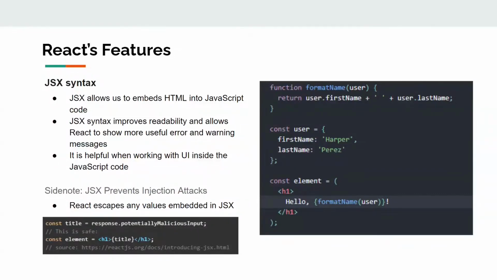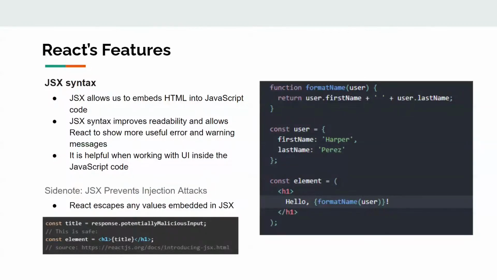Finally, JSX also prevents injection attacks. In the example below, it's safe to embed user input in JSX. By default, React DOM escapes any values embedded in JSX before re-rendering them. It ensures that you can never inject anything that's not written in your application because everything is converted into a string before being re-rendered.